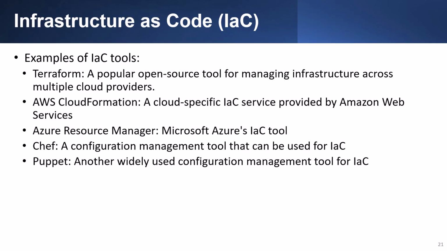Examples of IAC tools include Terraform, which is a popular open source tool for managing infrastructure across multiple cloud providers, AWS CloudFormation, which is a cloud-specific IAC service provided by Amazon Web Services, Azure Resource Manager, which is Microsoft Azure's IAC tool, Chef, which is a configuration management tool that can be used for IAC, and Puppet, which is another widely used configuration management tool for IAC.